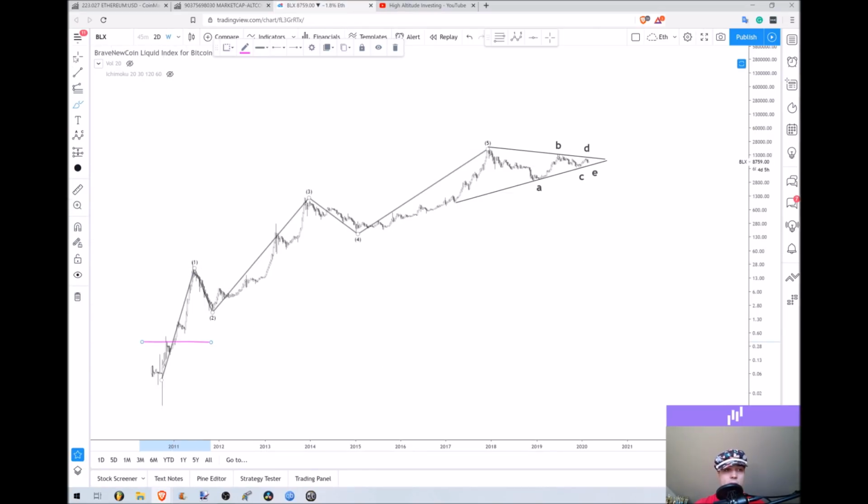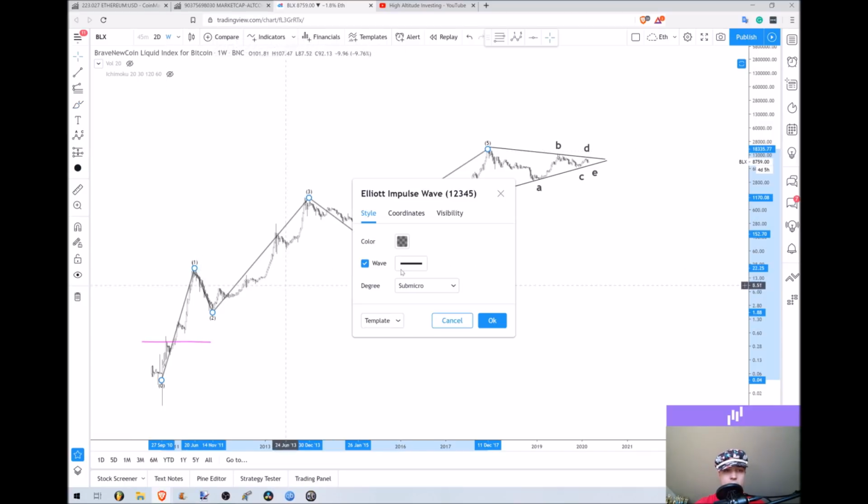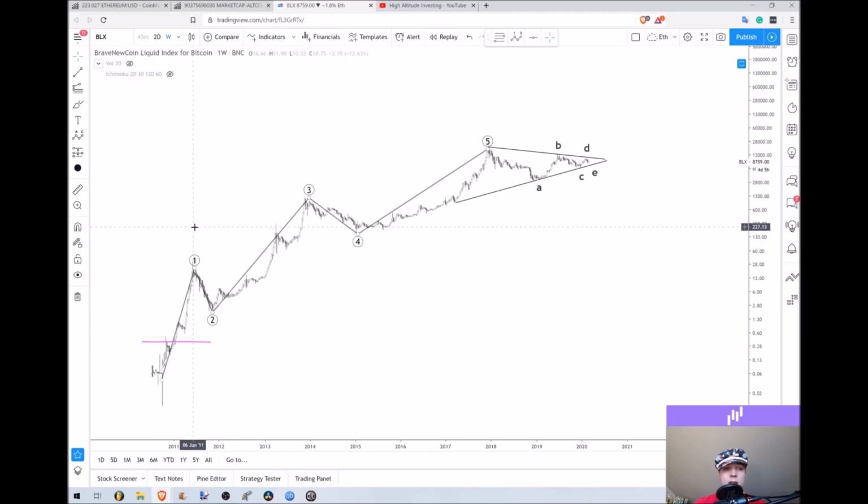So we have that 1 and that 2 wave in the market. I'm going to double click here and really make these bigger so it's easy for you guys to see. See that 1 and that 2 wave. And then we get that 3 and that 4.